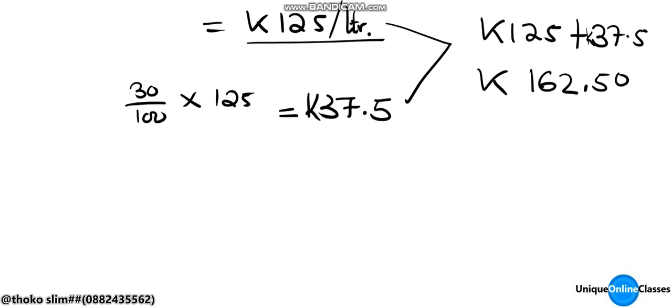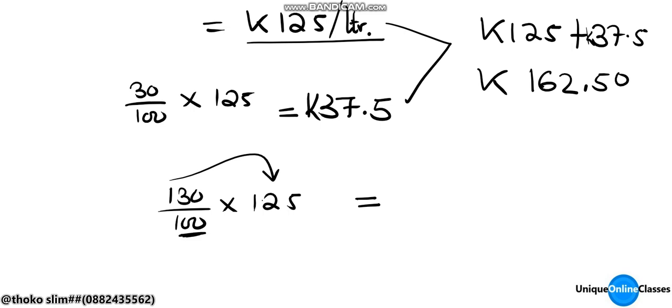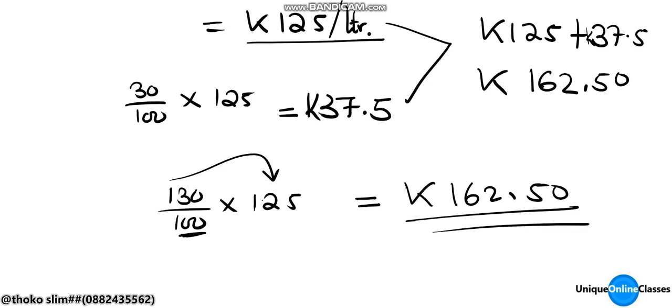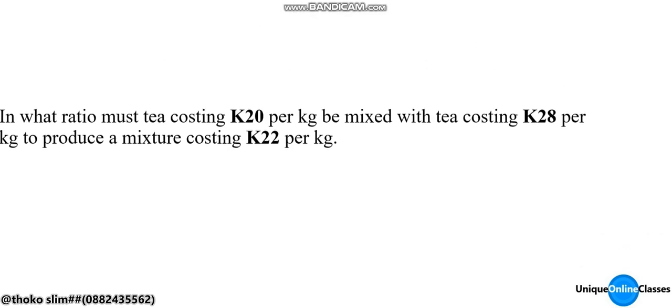Or else you would do this: 130% over 100, times 125, the cost of the mixture per liter. So if you multiply 130 and 125, then divide by 100, the answer still will be 162.50 kwacha per liter. So that's the answer there. So we can now move on to another question.